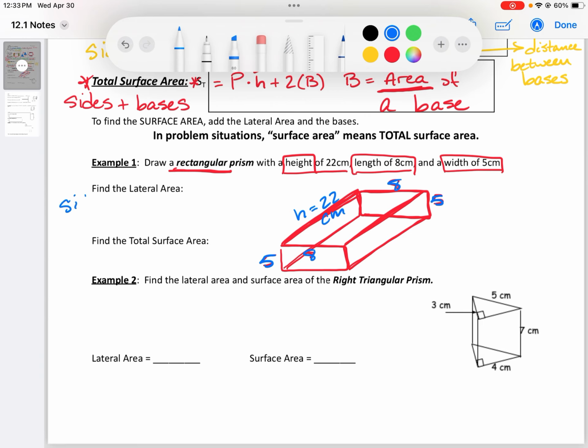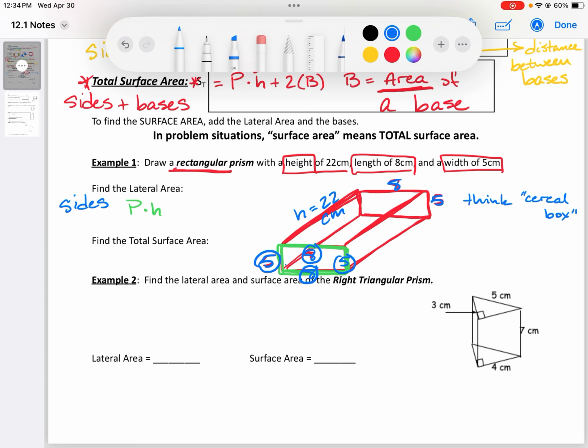First, we want to find the lateral area, which is all the sides. So we're pretty much finding everything but the top and the bottom of this cereal box. Think cereal box. All right, so our formula for that is P times H, and P is going to be the perimeter of the base. So I just need to go to the base, which I'm outlining in green, and I need to find the distance all the way around it.